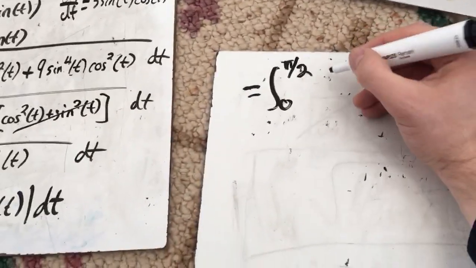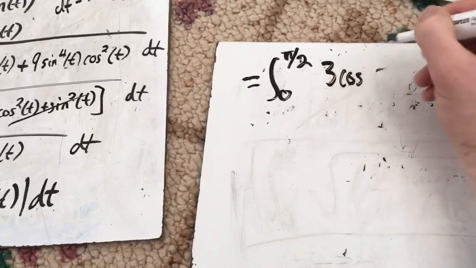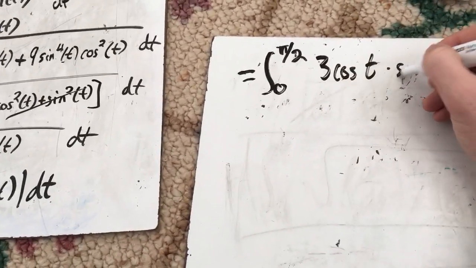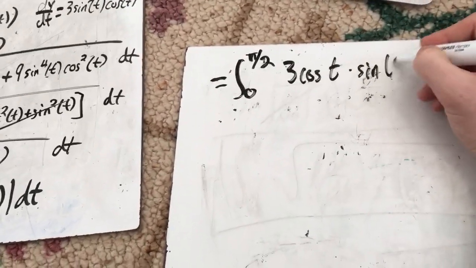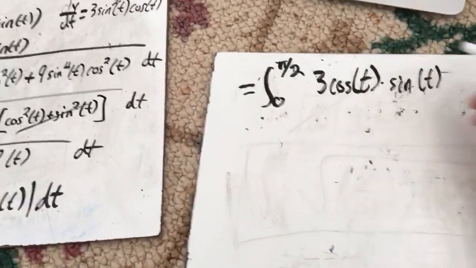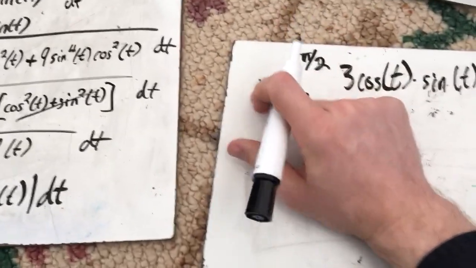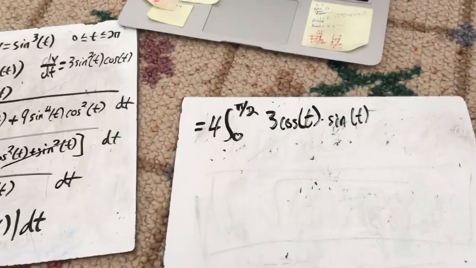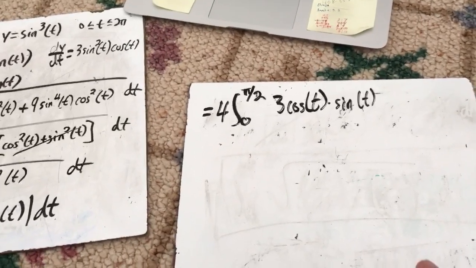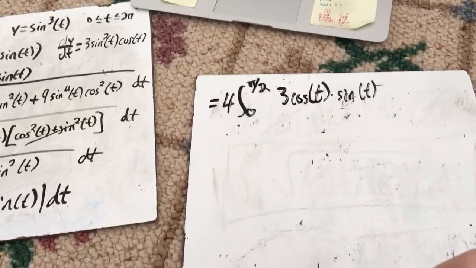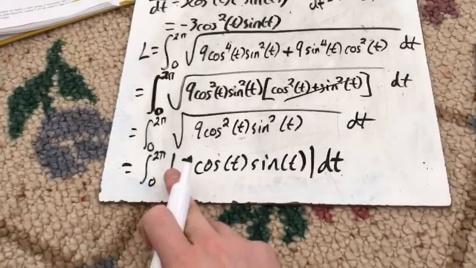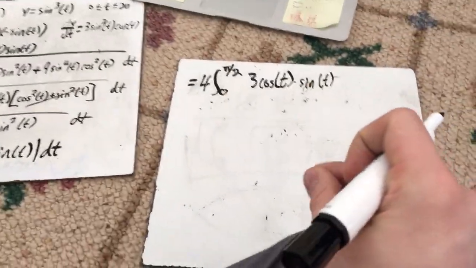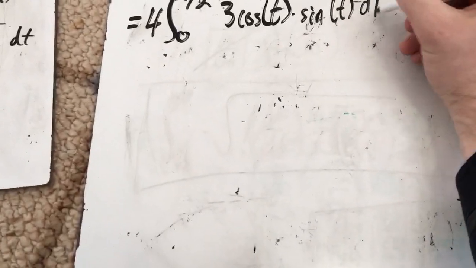So this is going to be 3 cosine of t times sine of t, and that's okay to do as long as I remember to multiply my final answer here by 4, because I'm taking a quarter circle basically, a quarter of the route, and then multiply it by 4 to get the full 0 to 2 pi. Okay? Right. So that's dt.